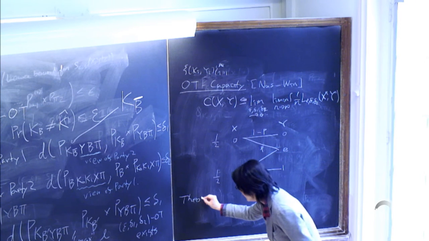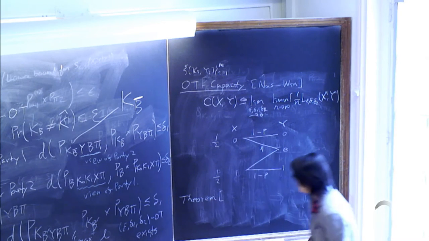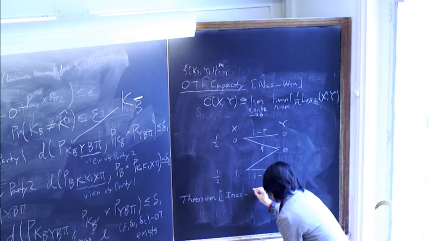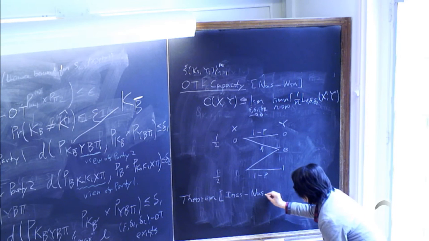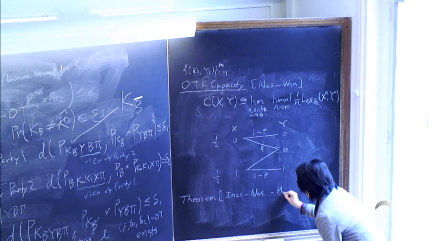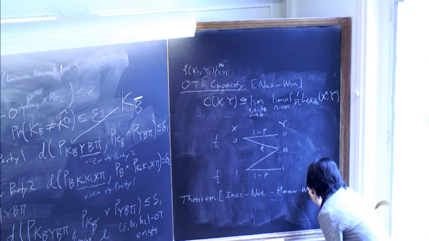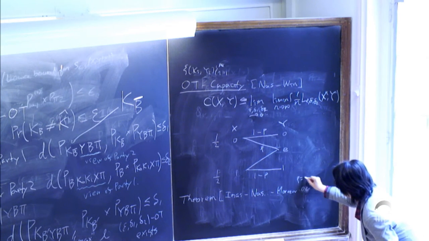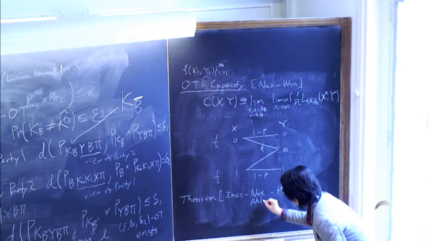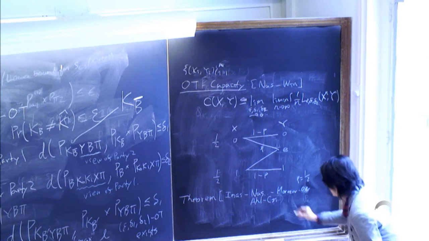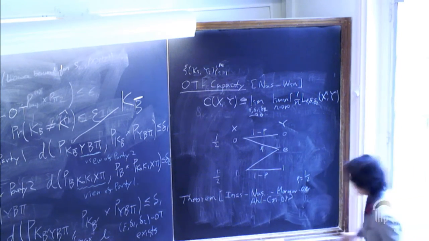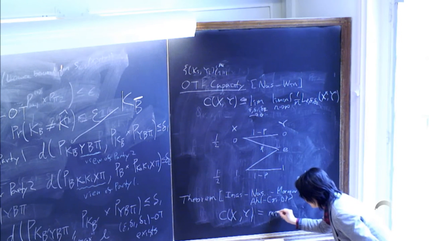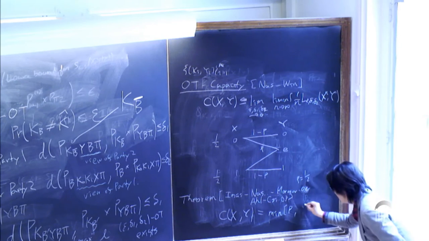In this case, we know the OT capacity. This was shown by Imai, Nascimento, Morozov, yes, Morozov in 2006 for p equal to half. And the general case was shown in the Ahlswede-Csiszár 07 paper, a conference paper. The OT capacity is simply given by the minimum of p and 1 minus p.